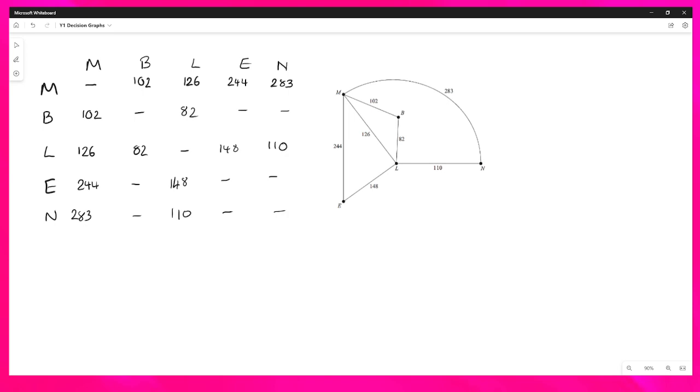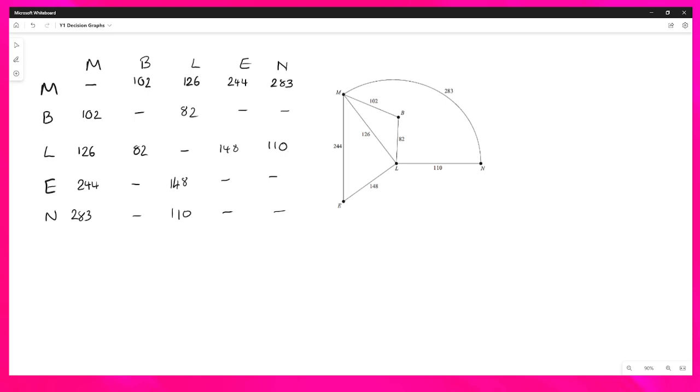Now, quite often, the algorithms that you're going to look at that use networks or use matrices, we will instead use the matrix of shortest distances. So for this B to E element, instead of there being a dash, it might be 82 plus 148. That total would go in there to show that although there's no direct connection, that's the shortest distance between the two. And that will allow us to do the algorithms that we need to on this network.